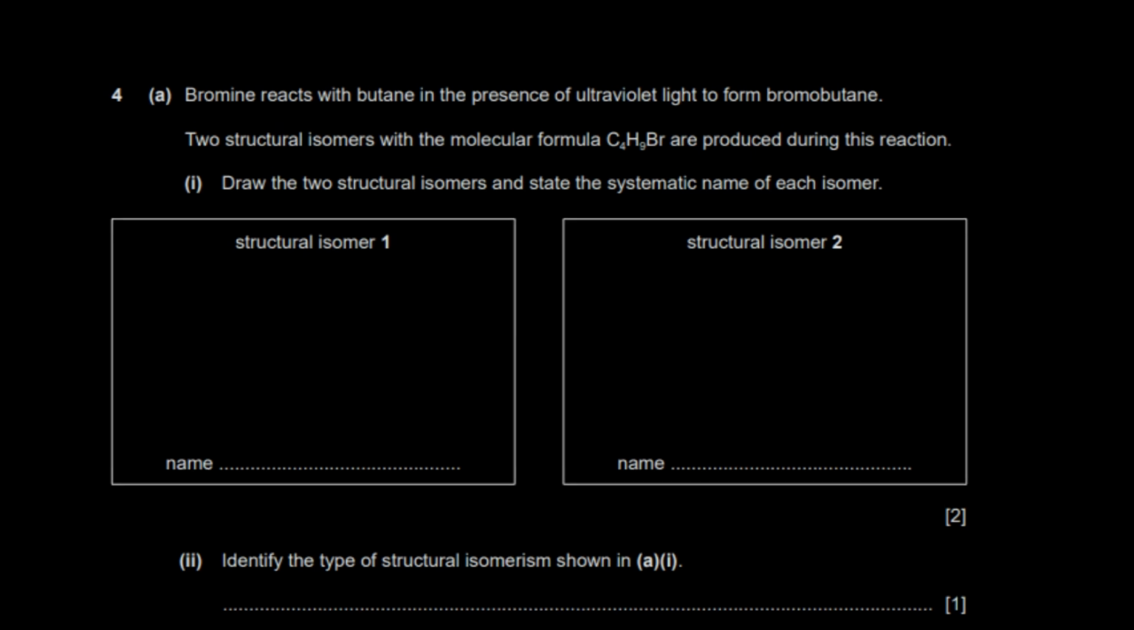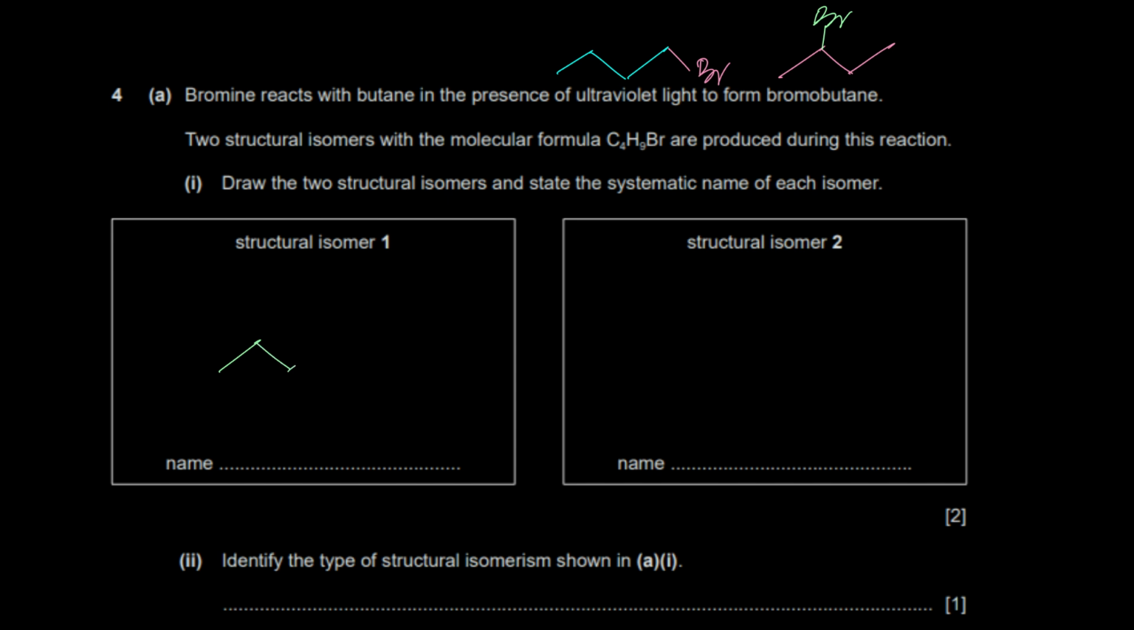Next, bromine reacts with butane in the presence of UV light to form bromobutane. Okay, bromobutane forms. Now it can be meth, eth, pro, but. It can be bromobutane, which can look something like this with a Br here. It can be 1-bromobutane, or it can also be a 2-bromobutane right here. He's just saying it forms bromobutane. It says two structural isomers with the molecular formula of C4H9Br are produced during this reaction. Draw the two structural isomers and state the systematic name for them.